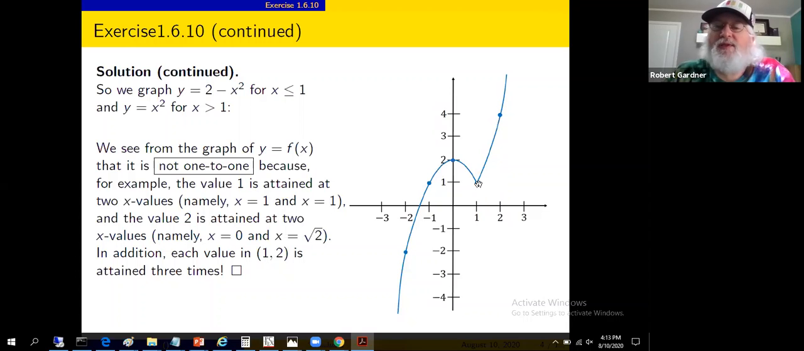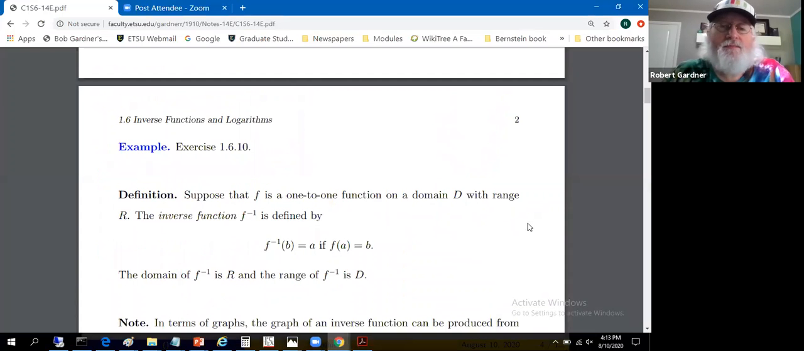2 points at y equals 1, 2 points at y equals 2, and 3 points for y equals a constant, where that constant is between 1 and 2. So yeah, it's got problems with the horizontal line test. That's why it's not one-to-one. So back to the notes.